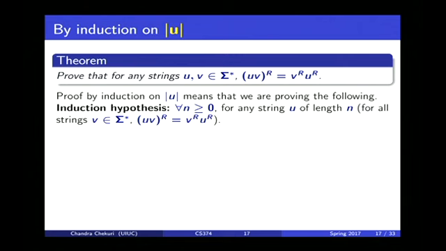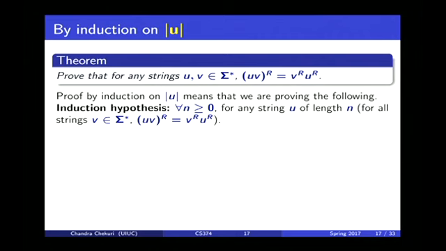And outside is for all n greater than or equal to 0, so you're doing induction on the length of u, and u is an arbitrary string of length n. So there are several for all quantifications going on. Now that we have translated that, let's try to prove it.